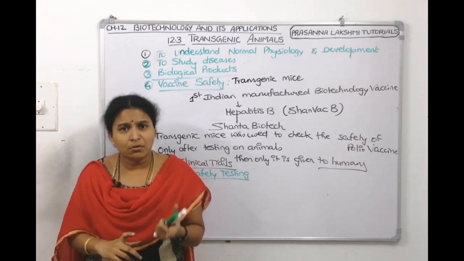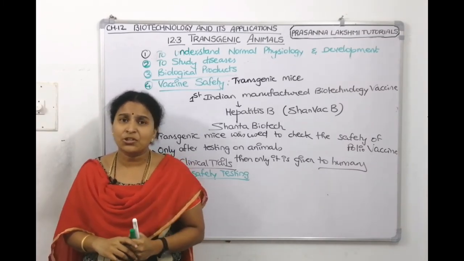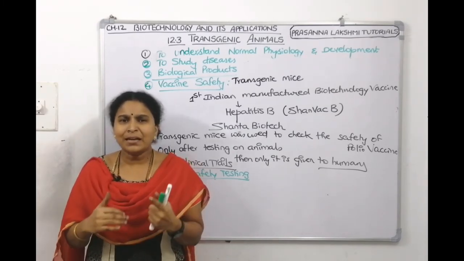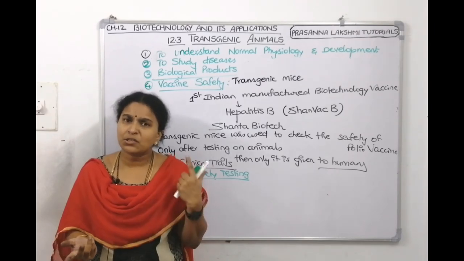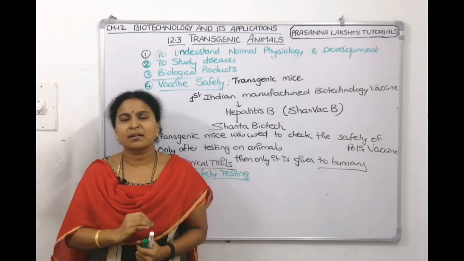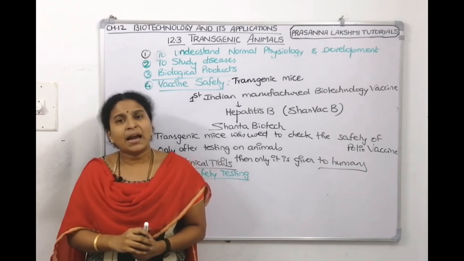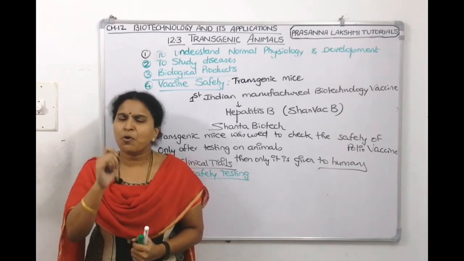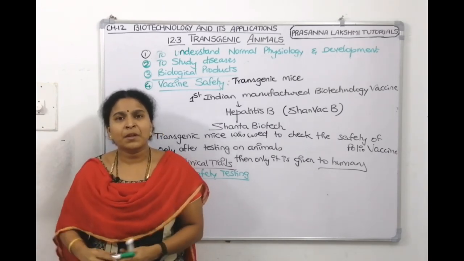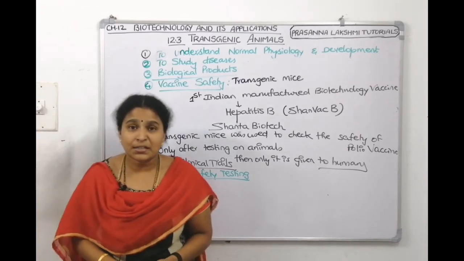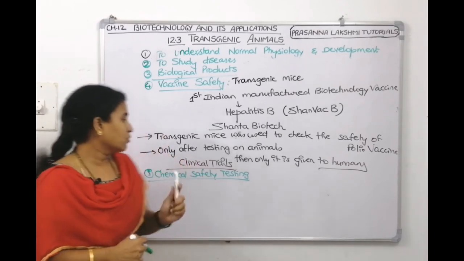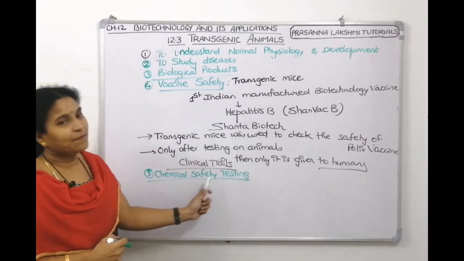How did scientists come to know that it's that much dangerous? They will first test it on animals. They can test on normal animals also. Why should they test on transgenic animals? Transgenic animals are prepared in such a manner that they are very sensitized and they respond very fast to small concentrations also. That means your experimental result will come very early. So in this manner also, we can use transgenic animals for chemical safety testing.